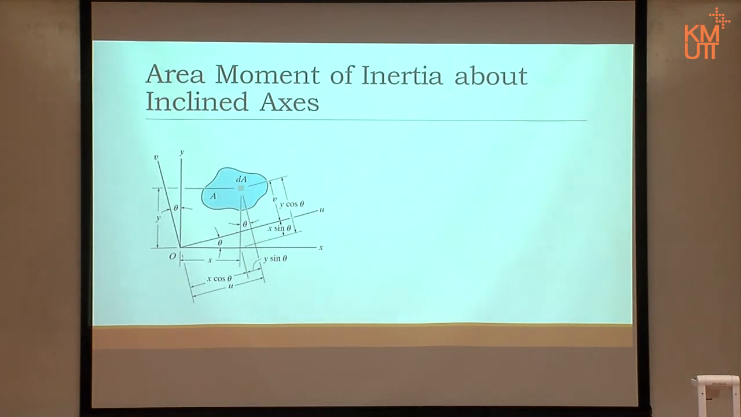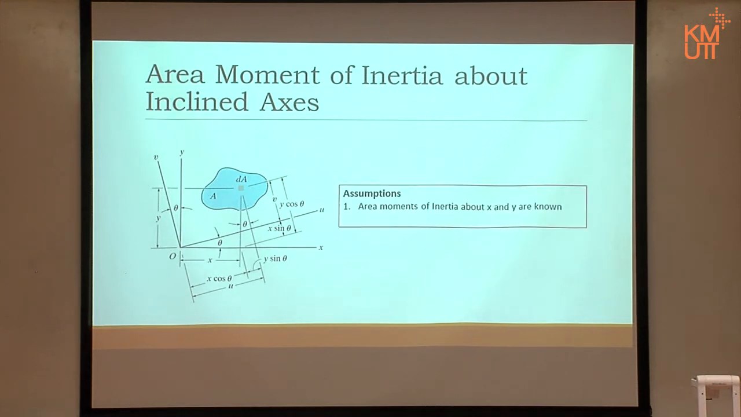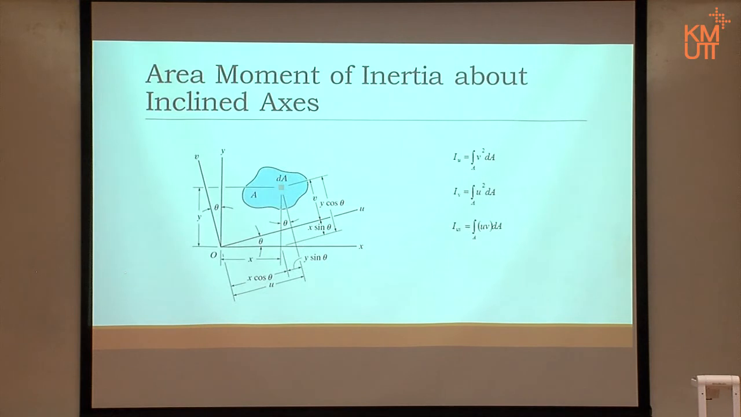Now, if we go for the first definition, the assumption, as I said, is that the area moment of inertia about x and y are known, Ix, Iy. And the product Ixy is also known, which by now we can calculate. We saw the example already. By definition, Ix is y squared dA because x and y are 90 degrees. In this case, u and v are 90 degrees, so Iu is v squared dA and Iv is u squared dA. And of course, Iuv is uv dA.